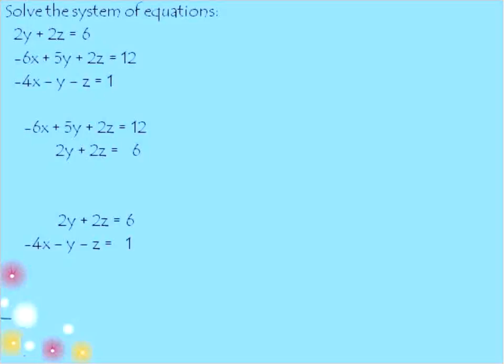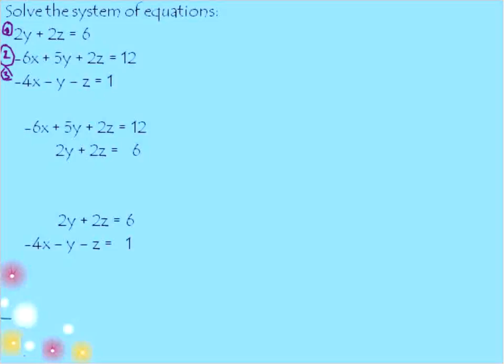Alright, last but not least, we're going to do one more. We're going to take another system of equations and we're going to solve it. I'm not going to write out all of the steps that I did before because we did that once already. We're doing 2y plus 2z equal to 6, -6x plus 5y plus 2z equal to 12, and -4x minus y minus z equal to 1. So I've already arranged my problems here. That's 1, 2, and 3.